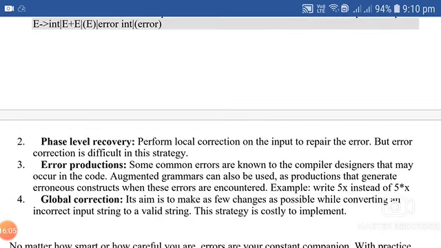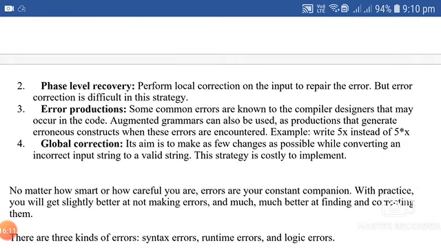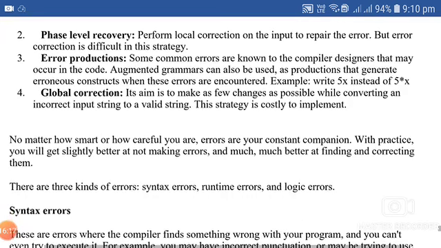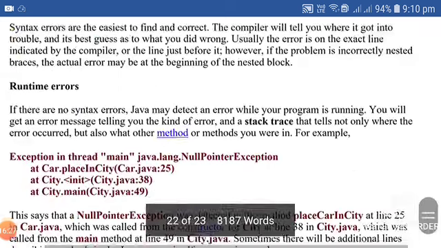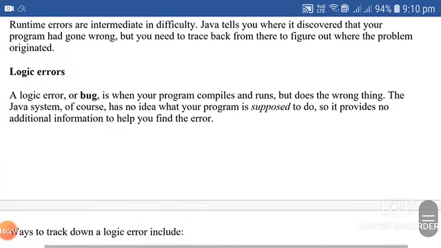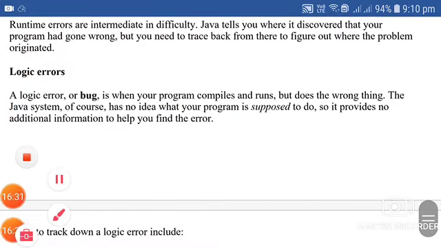It performs local corrections on the input to repair the error, but error correction is difficult in this strategy. Next one is error productions. Some common errors that may occur in the code are known to the compiler designers. And the last one is global correction. It aims to make as few changes as possible while converting an incorrect input string to a valid string. So that's the end of part C.